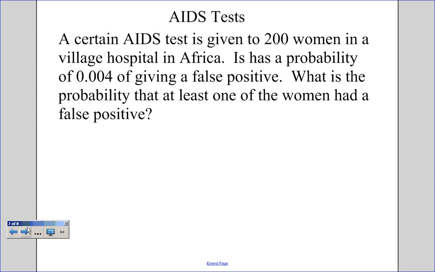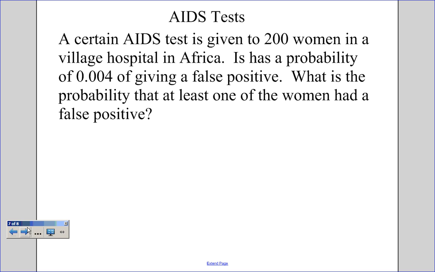Now, we're going from condoms to AIDS. A certain AIDS test is given to 200 women in a village hospital in Africa. It has a probability of giving a false positive of 0.004. So the probability that a woman comes in and they tell her that she has AIDS, but she really doesn't, is 0.004. What is the probability that at least one of the women had a false positive? So what's the probability at least one woman walked away thinking she had AIDS, but she really didn't?